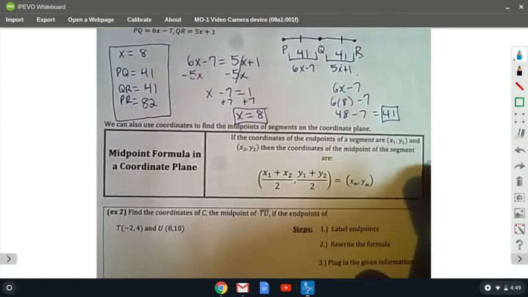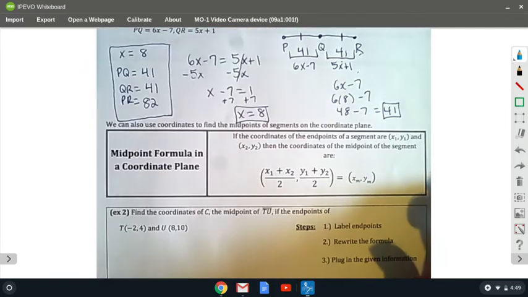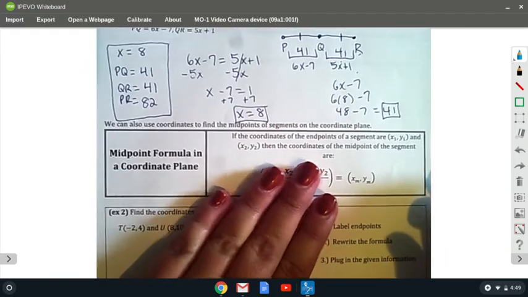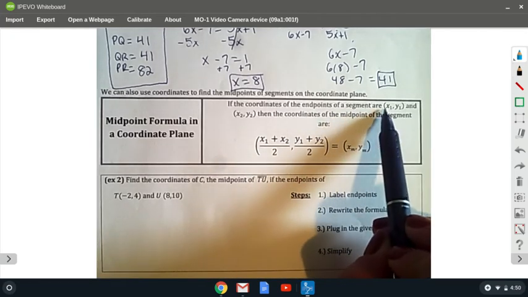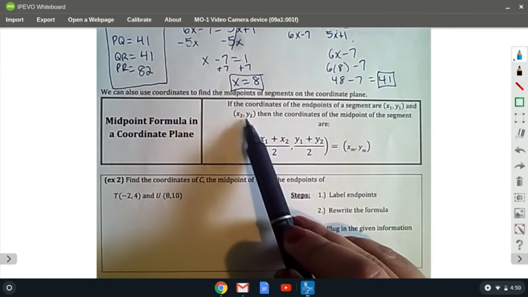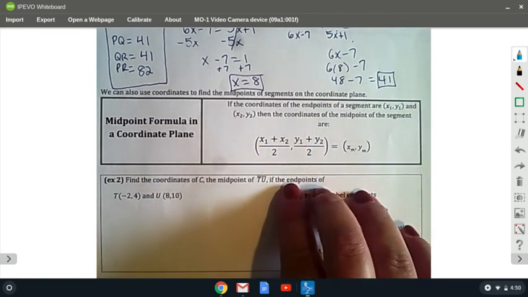Now I'm going to go over the midpoint formula because this is midpoint when we're given expressions. This is midpoint when we're given points. So there's 2 different times you're going to see it. You also need to know the midpoint formula. So the midpoint formula in a coordinate plane, if the coordinates of the endpoints of segment are x1, y1, and x2, y2, then the coordinates of the midpoint of the segment are as follows.